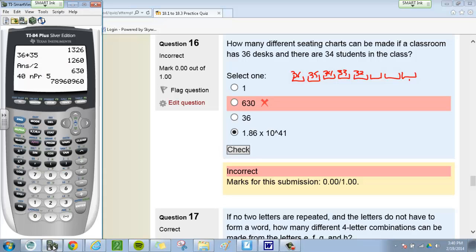Okay, how do we put that in our calculator? We're going to use the permutation option. So we have 36 desks, math, and then go to permutations, nPr, enter, and then you're going to give it 34 kids. And that, oh, God, look at that, 1.86 E41.